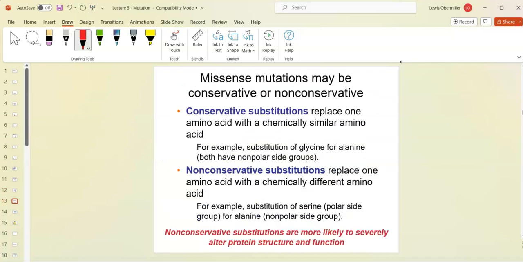All right, so a missense mutation, remember, is one amino acid getting converted into a different amino acid due to a point mutation. So we have conservative mutations, conservative substitutions. Remember we talked about amino acids having certain chemical properties. So we could have amino acids that are positively charged or negatively charged. They could be acidic or basic. They could be hydrophobic or hydrophilic.